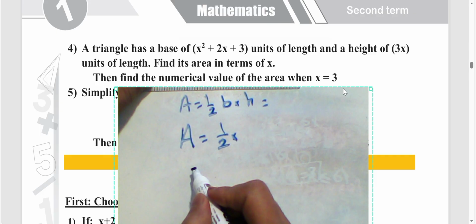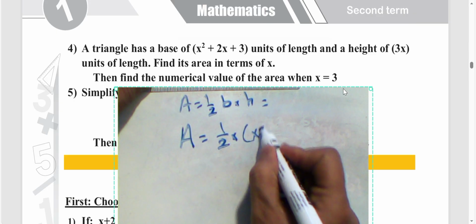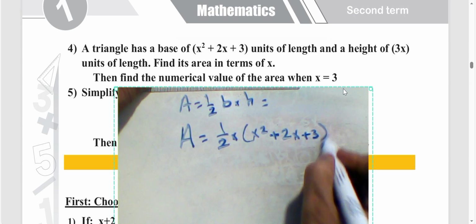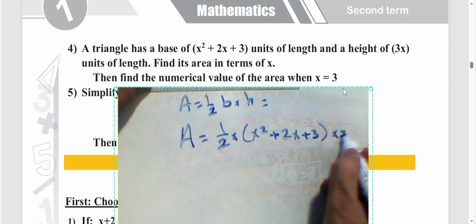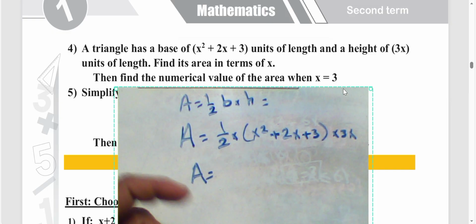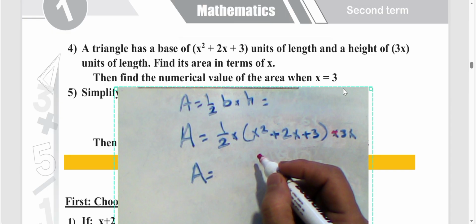We have half, multiplied by the base x power 2 plus 2x plus 3, half times base times corresponding height, which was 3x. Then we can find the area of the triangle, half times base times height. After that, find the value when x equals 3. Okay, you can simplify this example.